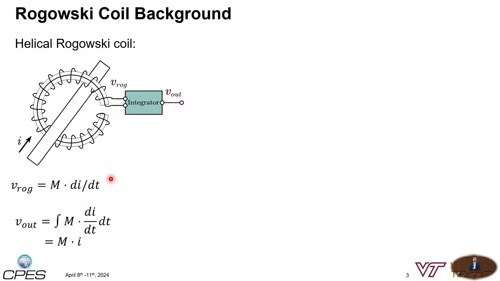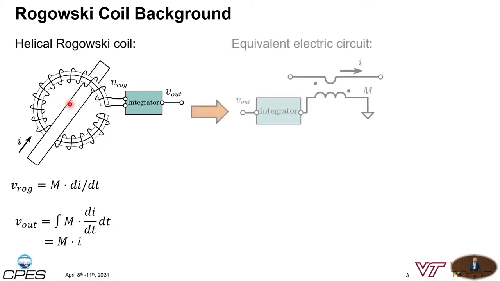As we don't want to use the derivative of the current, we have to use an integrator to get an output voltage that is dependent on the mutual inductance and the current through the current carrying trace. For simplicity, we'll continue using the current electric circuit, where we have our current carrying trace that couples to the Rogowski coil with the mutual inductance, and then we have the integrator circuit.